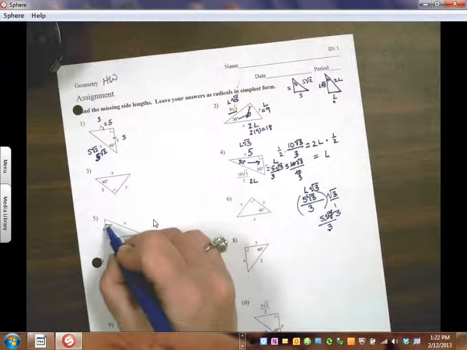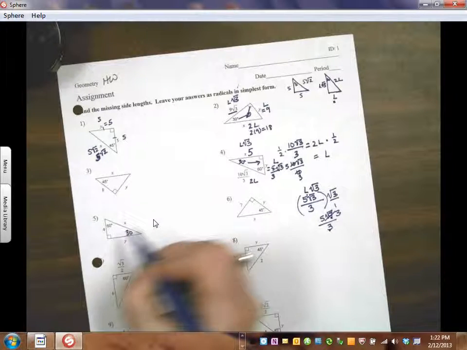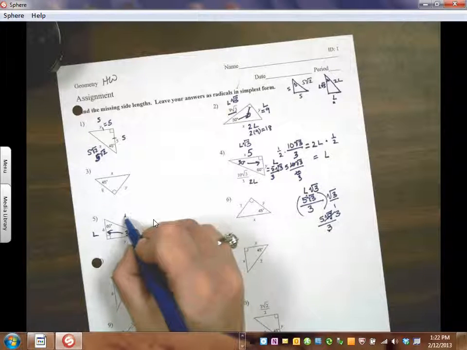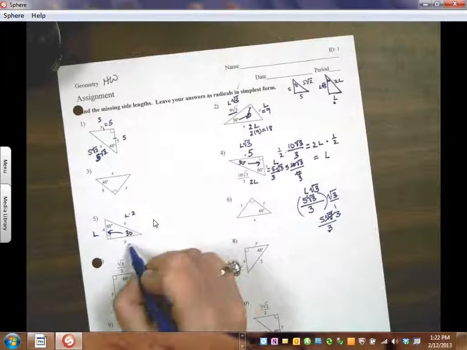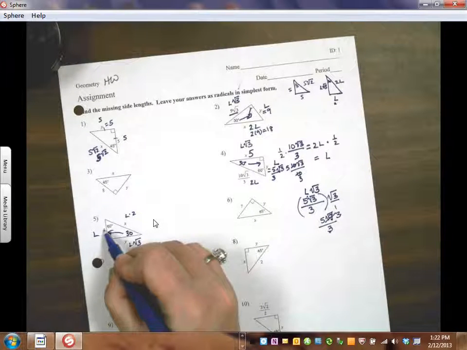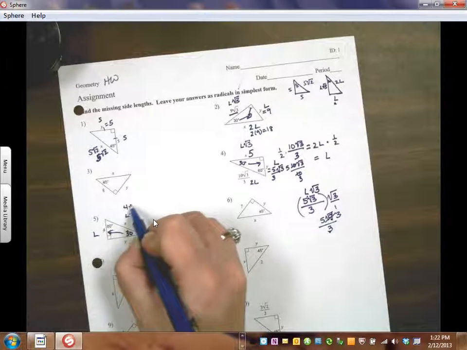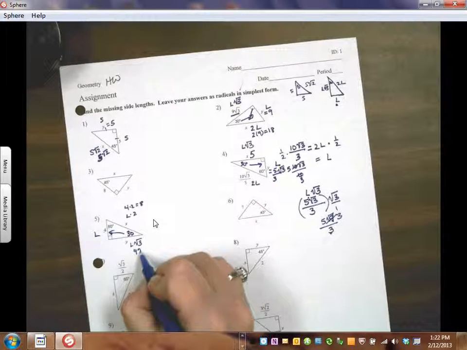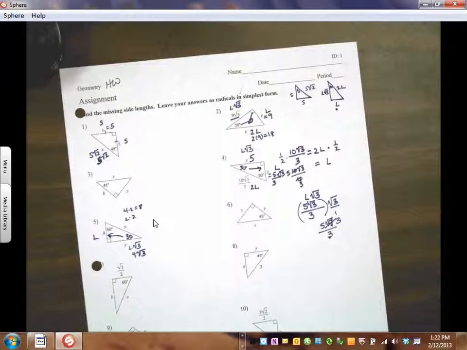Notice that this is a 30, 60, 90. Put our template on it. L, L times 2, or 2L. And this is L times the radical 3. So all I do is I know 4 is L. So this becomes 4 times 2, which is 8. And this becomes 4 roots of 3. Let's look down here at number 9.